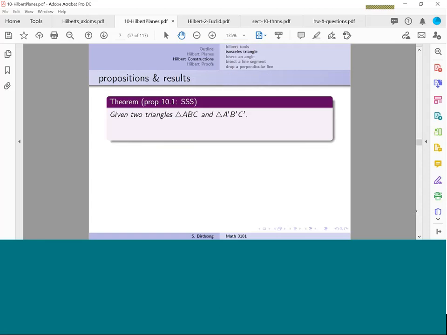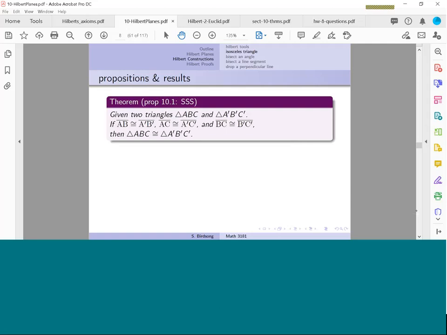So, things that we get for free. We're going to get side-side-side for free. Your book actually talks about the triangle property of side-side-side before he lists out all of the propositions from Euclid's Book 1 that we get for free. So he actually goes through why side-side-side works in a Hilbert plane. But if you just like to reference Proposition 10.4 that we had earlier, which gave the list of all the propositions that hold from Euclid in a Hilbert plane, you get this one for free as well.